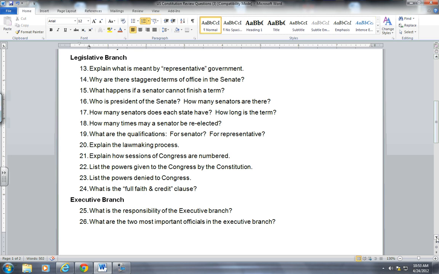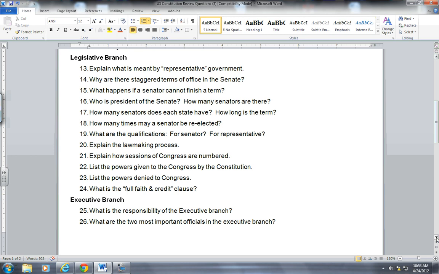24, basically this says that each state must accept the laws, records, and decisions of all the other states. So if you decide to run off to Vegas and get married by a man in an Elvis suit in a drive-through chapel, when you come back to Missouri, you're still going to be married.